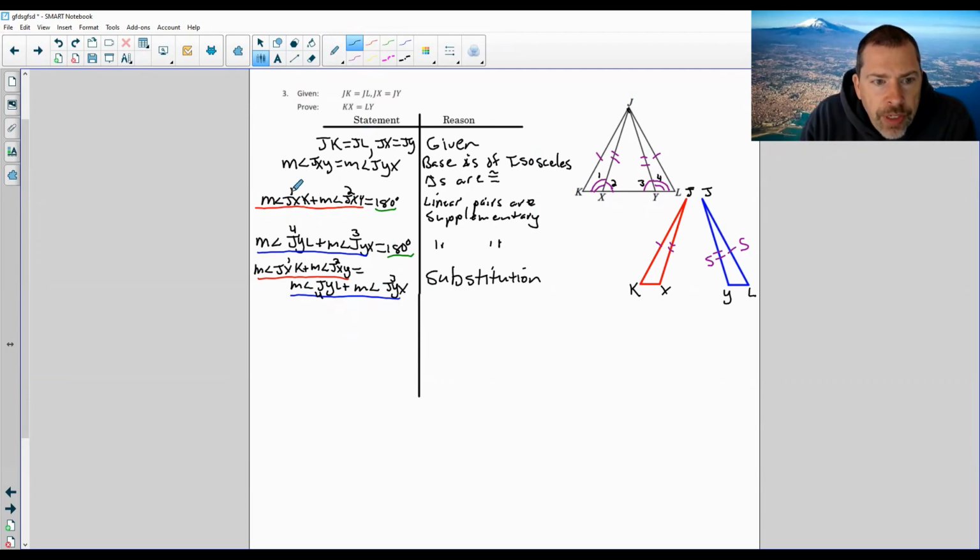All right, so here we have, I labeled these with numbers to make it clearer for you. We have angle 1 plus angle 2 equals 180, okay? We have angle 4 and angle 3 equal to 180. So then we can say angle 1 plus 2 equals 3 plus 4, since they're both equal to 180, and that was substitution. But now I'm going to say the measure of angle JXK plus the measure of angle JXY equals the measure of angle JYL plus JXK.